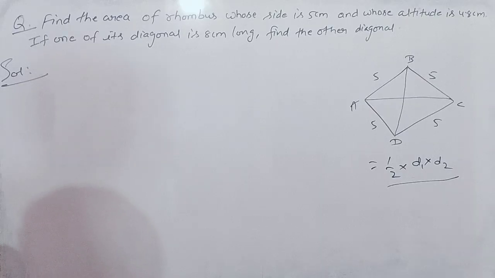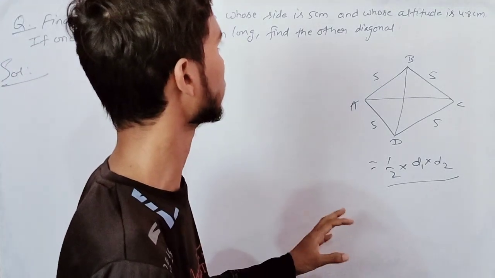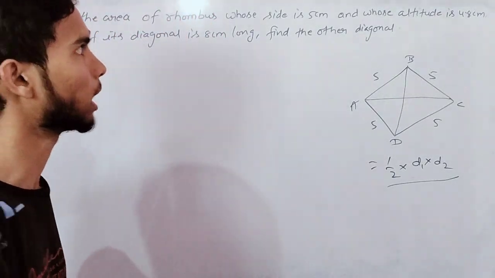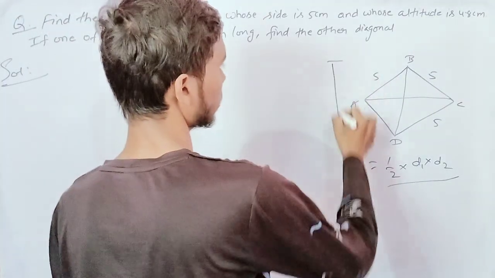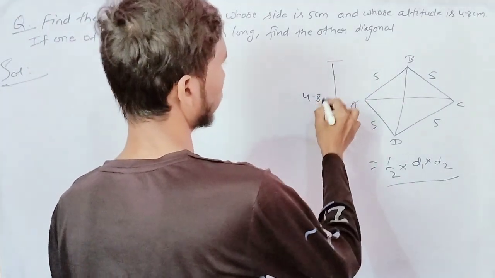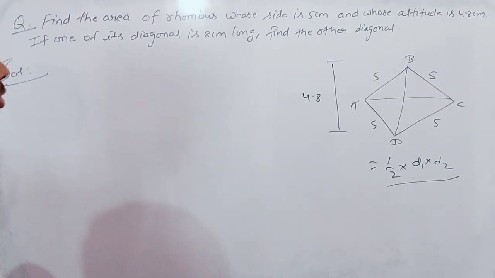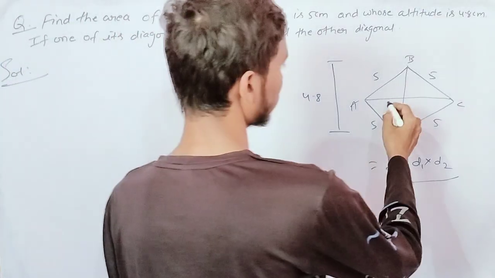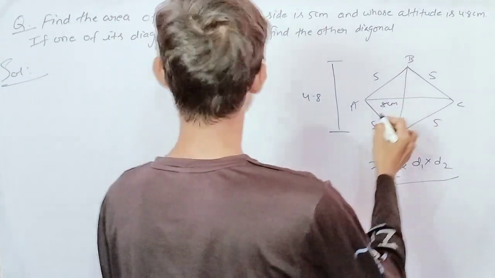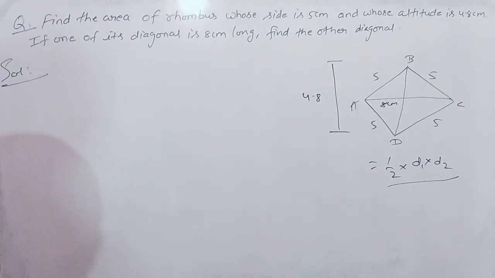Find the area of a rhombus whose side is 5 and whose altitude is how much? This altitude is 4.8 centimeter. If one of its diagonals is 8 centimeter, this is 8 centimeter, find the other diagonal.